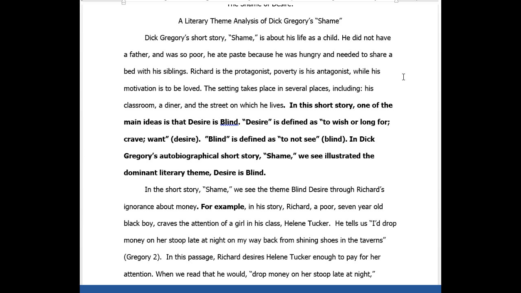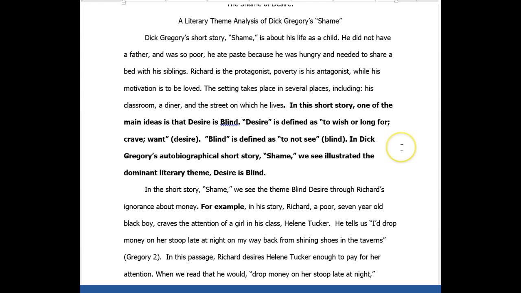In this short story, one of the main ideas is that desire is blind. Desire is defined as to wish or long for, crave, want. And then this is here. It's going to reference a works cited page that's going to be at the end of this paper. Blind is defined as to not see. This is going to be referenced on the last page, the works cited page.